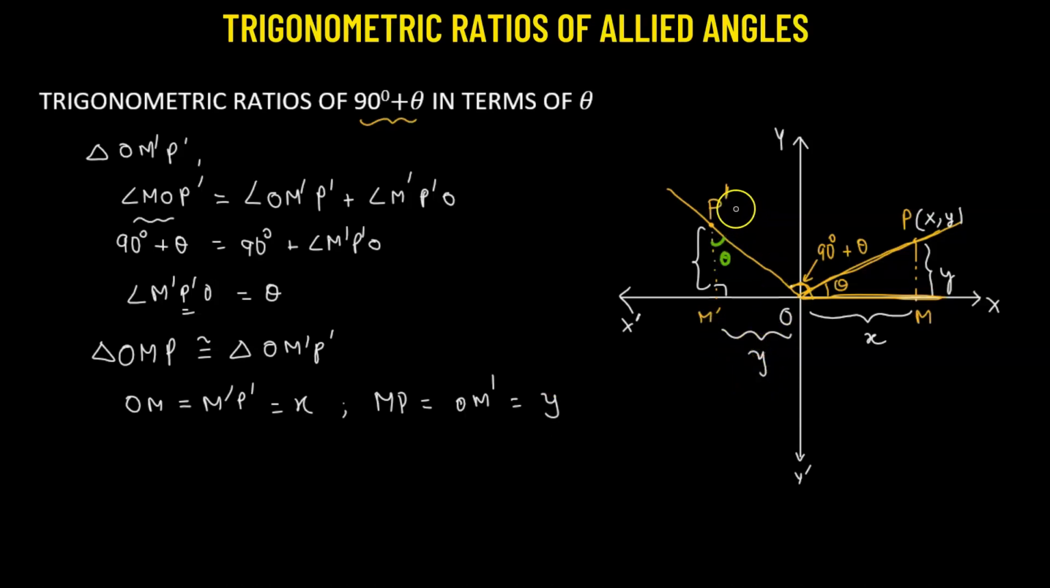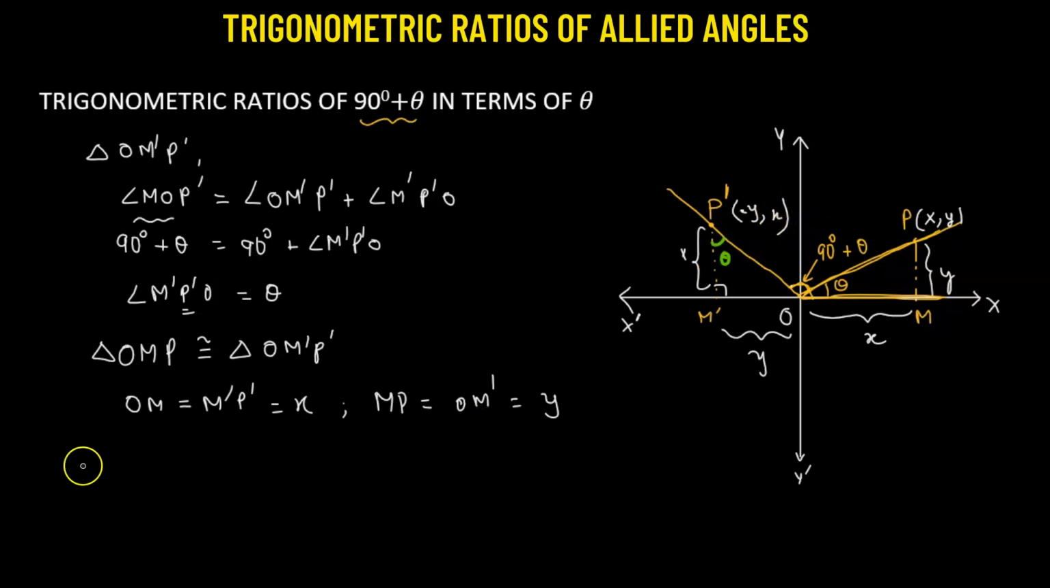Fine. So what's the coordinate of P prime? The X coordinate is OM prime, which will be Y, but we have to use negative Y here. The sign is very important because we are lying on the negative X axis, comma. Then we have the Y coordinate. The Y coordinate will be P prime M prime, which we have defined as X. So this will be positive X.